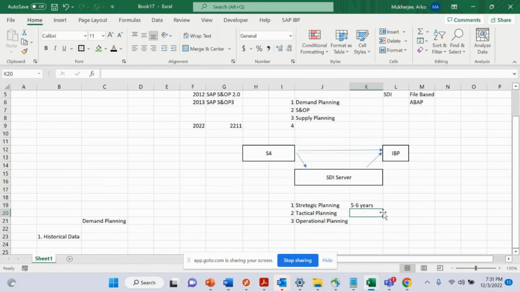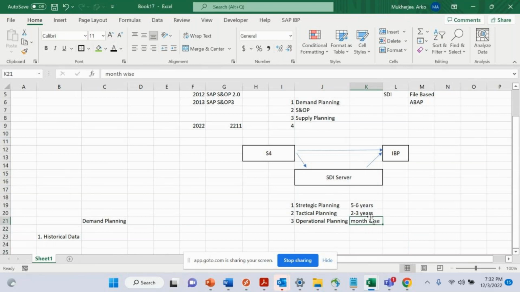Now comes the tactical planning. It is for 2 to 3 years, not more than that. It is more precise than strategic planning. It will tell that to achieve these 5 to 6 years of goals, what should be my approach for the coming 2 to 3 years. And now comes the third, which is called operational planning, which is month wise or day wise. Mostly month wise planning, because production is happening month wise, it will not happen weekly, and a month cycle is there.